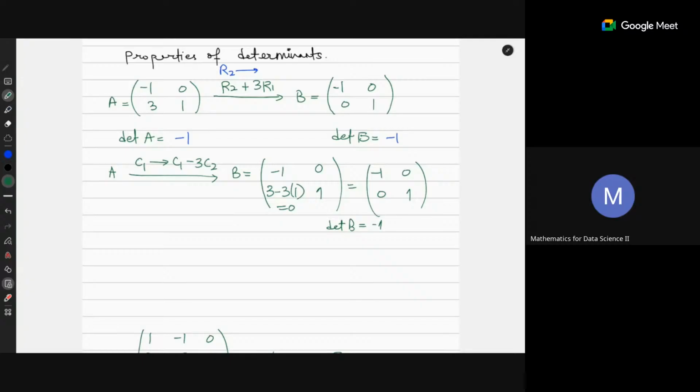So what you have seen is that the determinant of the matrix does not change under the addition of multiples of rows or columns.